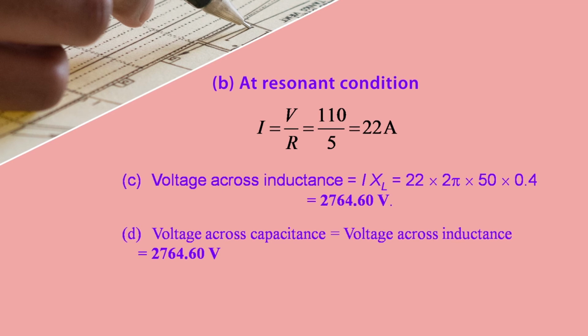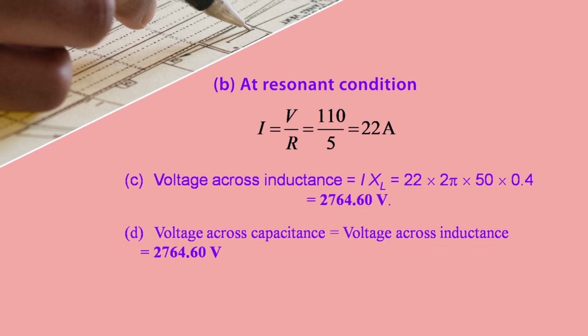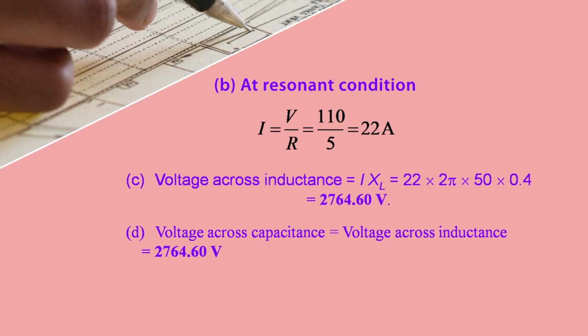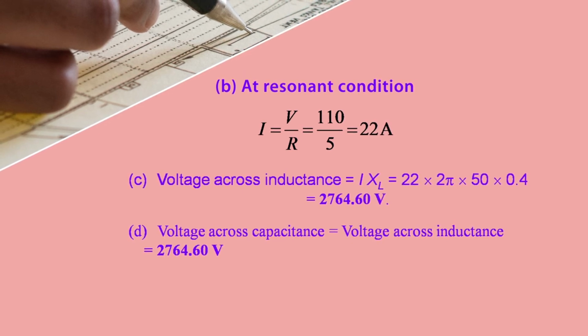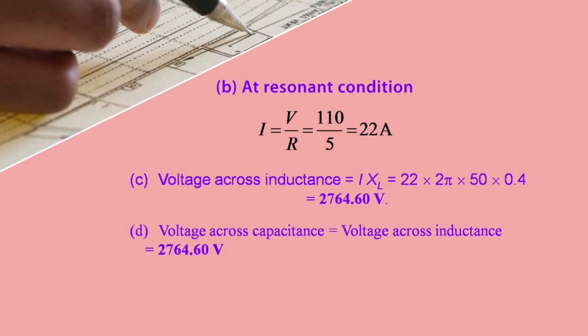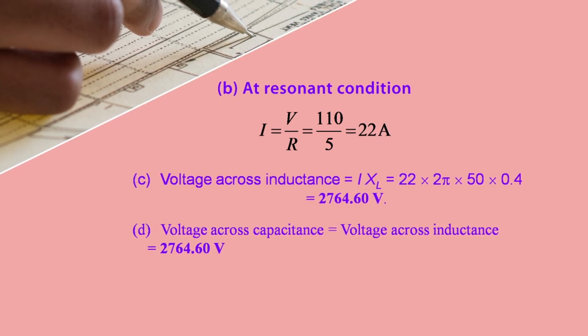That means at the time of series resonance, you can also write that the voltage across capacitance is equal to the voltage across inductance. And the voltage across inductance you have already calculated, that is 2764.60. So just put the value here. That means the voltage across capacitance is equal to 2764.60 volt.